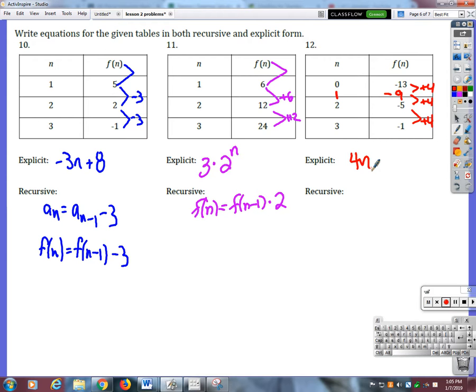So it would be 4n. And now we don't have to do the next one back thingy because they tell us what it equals at 0. So 4n minus 13. And then the recursive one, since we're adding 4 each time, you just say take the one before it and add 4.